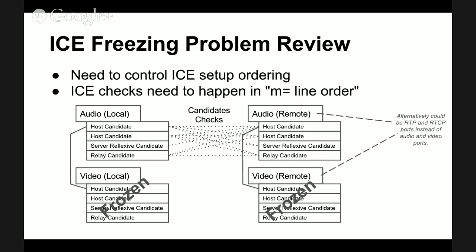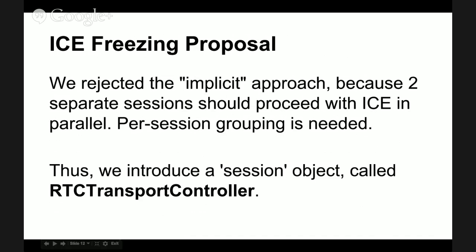So one thing we talked about, and go to the next slide. One thing we talked about previously was whether we could do this implicitly. We know all the IceTransports. Why can't we just base it on the order they're created in? We wait for the first one to be created and then the second one, etc.